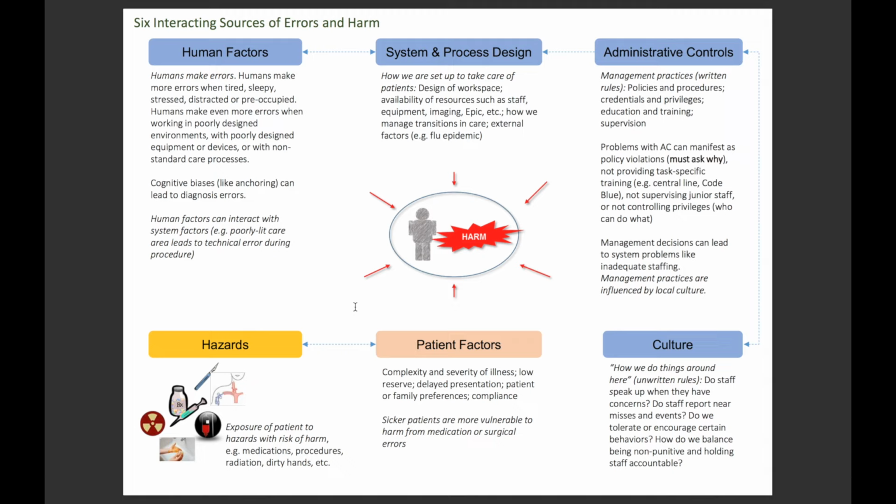Problems with administrative control can manifest themselves as policy violations, and this was by asking the question why, not providing task-specific training. And so someone walks to the bedside and says, I'm going to do a procedure, and you ask, well, are you privileged? Why are you doing this? And getting underneath those types of things. Not supervising, so lack of supervision of junior staff, or not controlling who can do what, is a potential source of harm. And this is how management decisions can affect these.